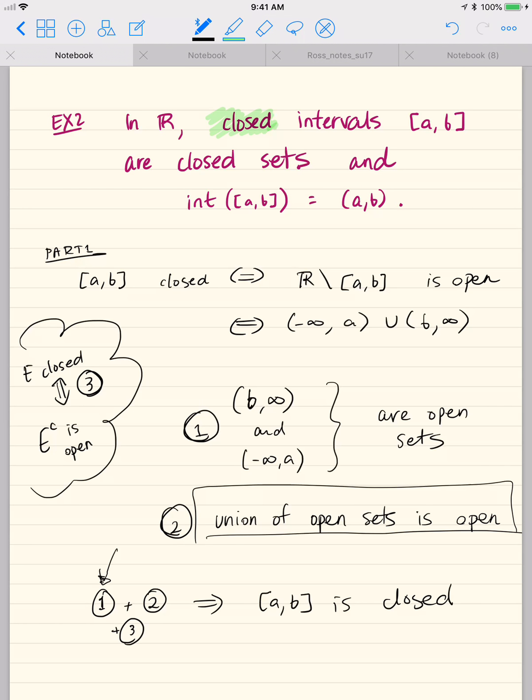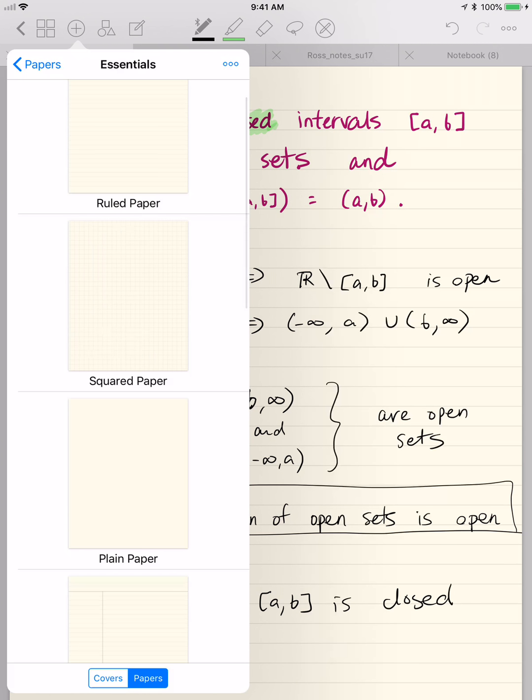Now let's look at showing that the interior of this closed interval is (A, B). Okay, so I want to show that the interior of this closed interval is equal to the open interval. That's what I want to show. Now, what does this mean?